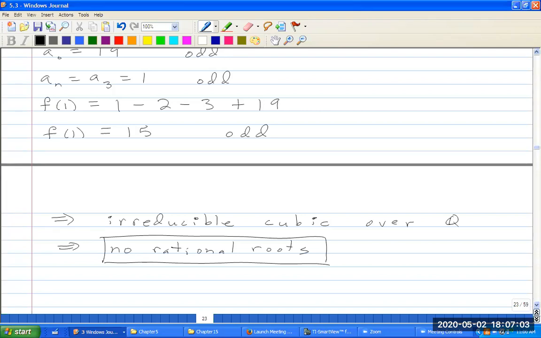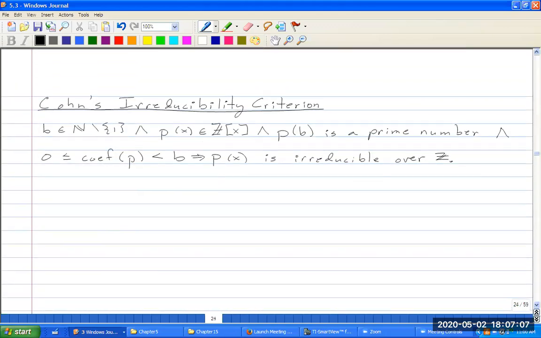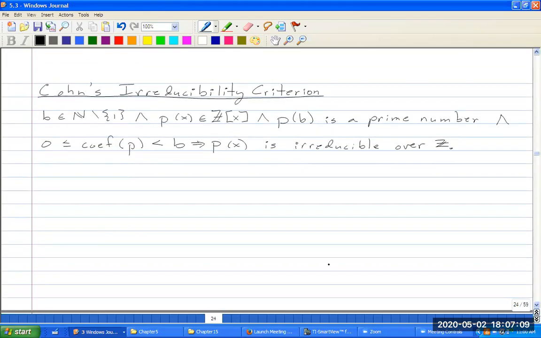Okay, let's do some further criteria. So I'm going to give you a whole bunch of additional criteria that you can use to help you in several situations. Not in every situation, but at least in several.